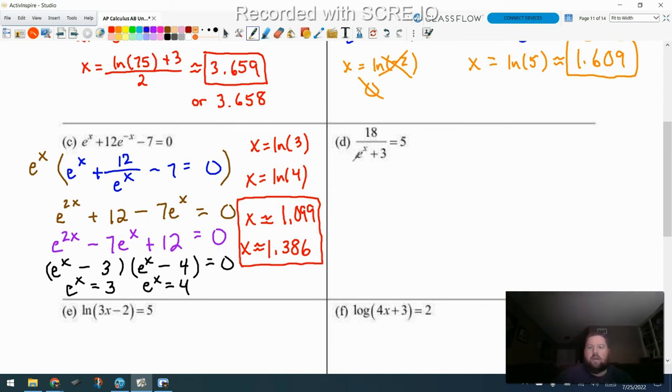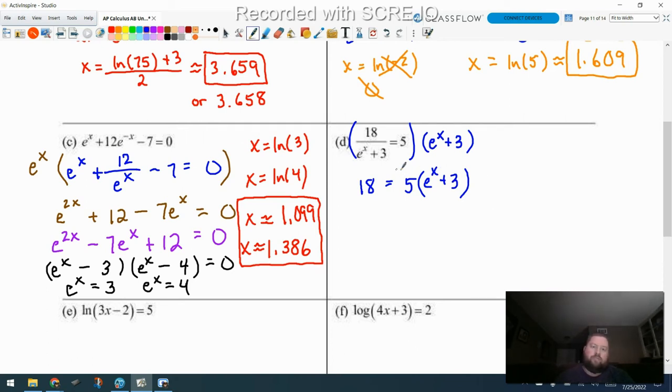All right, next problem. Similar to how after we moved this down, we wanted to cancel out that denominator there, so we multiplied by it. That's what we do here. So we're going to multiply both sides by e to the x plus 3. So that's just going to cancel out with that e to the x plus 3, leaving us with 18. And then over here, we get 5 multiplied by e to the x plus 3.